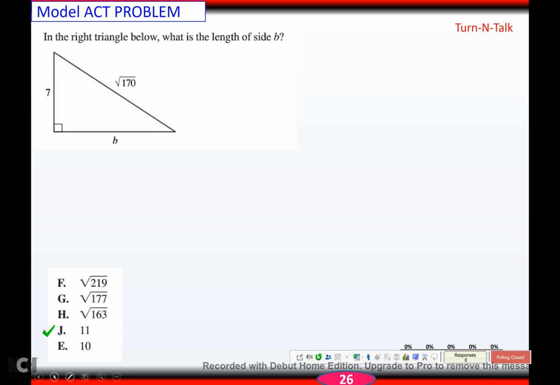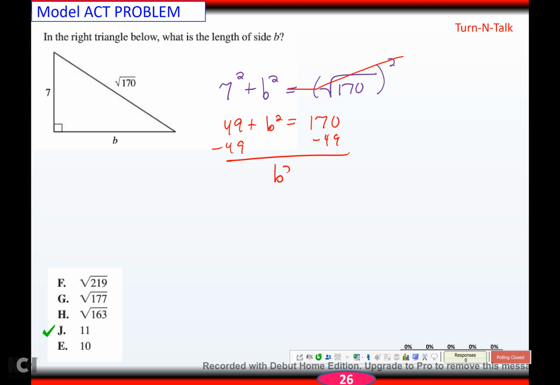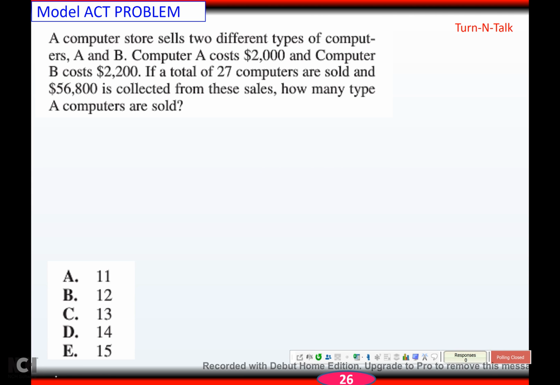Alright, it says in the right triangle below, what is the length of side b? So sorry, excuse me. Alright, right triangle, missing side, Pythagorean theorem. So I have leg squared plus leg squared equals hypotenuse squared. Okay, so 7 squared is 49 plus b squared equals the square root of 170 squared. When you square a square root, it cancels, so I just have 170. And then I'm going to minus 49, I have b squared equals 121, square root, and b equals 11. Okay? Alright, try this one. Hit pause, come back when you're ready.